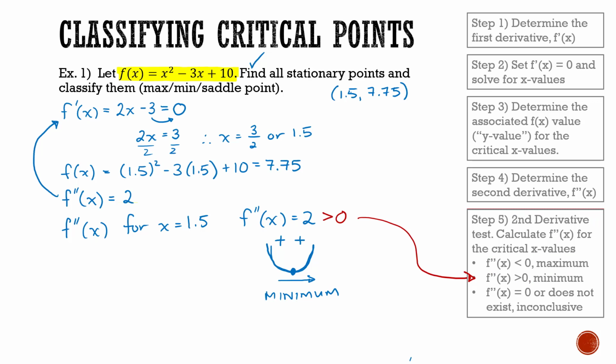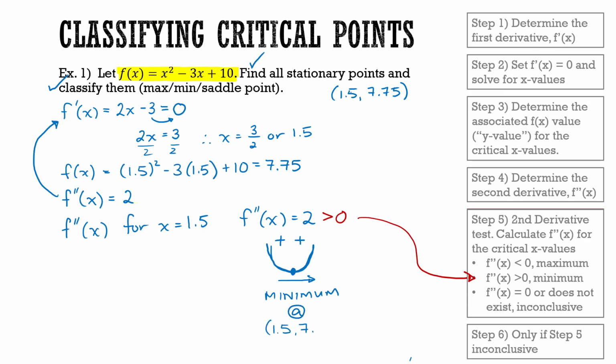Because step 5 was conclusive, because we were able to determine that it was a minimum, we don't need to do step 6. Step 6 only applies if step 5 is inconclusive. So we're done step 6 as well by default. We're really done our classification of our critical point. So we know that we have a minimum at 1.5, 7.75. That is our coordinate. And this is finding and classifying our critical point or our stationary point.